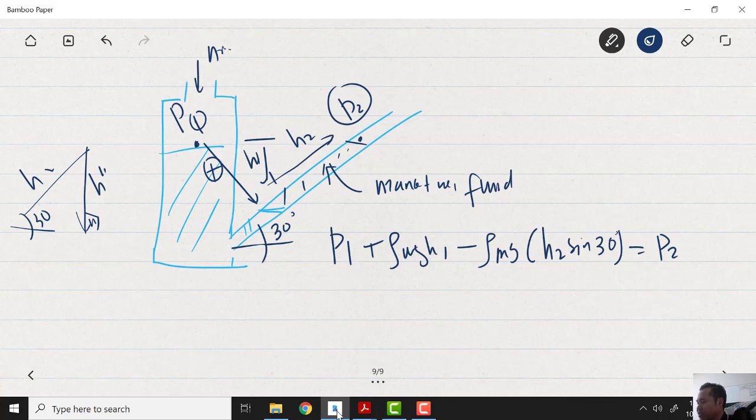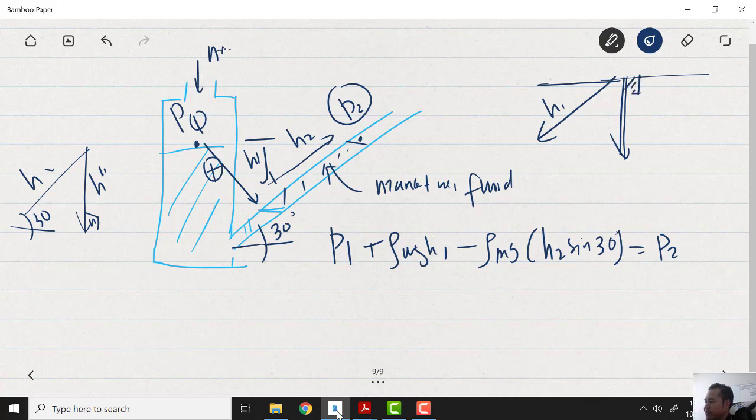The height is always 90 degrees below the surface. If you have a surface of water here, you cannot measure the height like this, H1. You must always measure the height like this, 90 degrees from the water surface. H must always be perpendicular to the water surface here.